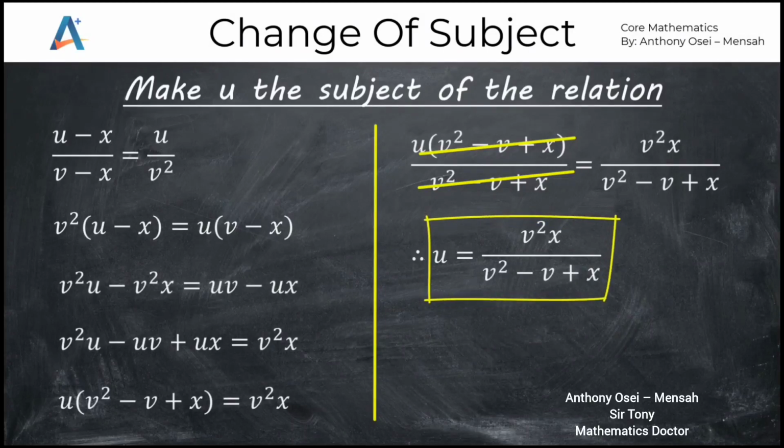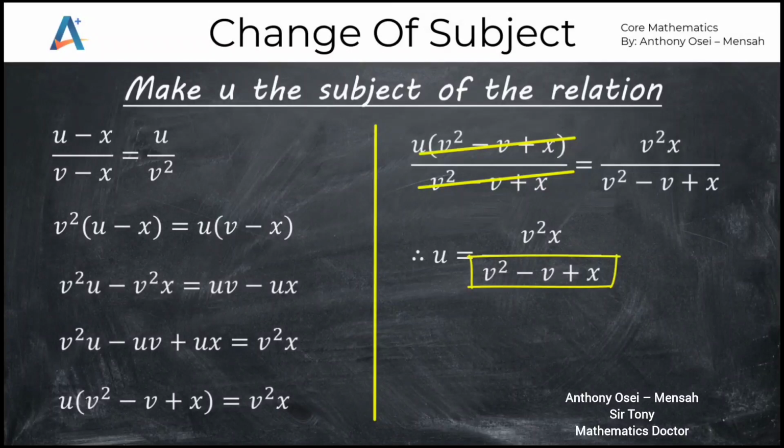For those of you who are wondering why v is here and v is still there, and you're asking, can they cancel? The answer is absolutely no. Why? The term at the numerator is a multiplication, and the term at the denominator is separated. So you realize that there are three terms here, whilst there's a single term up there. So there is no way they can cancel unless we are able to separate them into individual terms. So please, your final answer will be left as v squared x all over v squared minus v plus x.